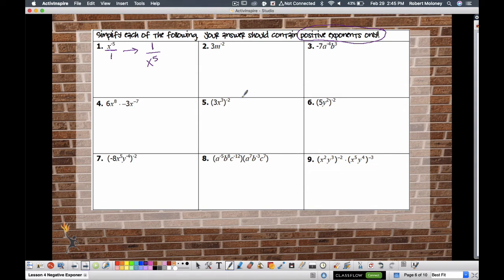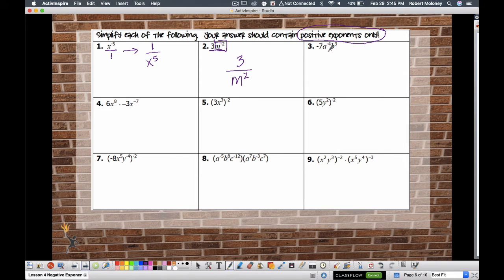So let's take a look at the next one. It's just like that other example we have. We have a coefficient and we have a secondary base. So the base-exponent pair has that negative exponent, m to the negative 2. But the 3 has a positive exponent of 1. So that leaves me with 3m squared.